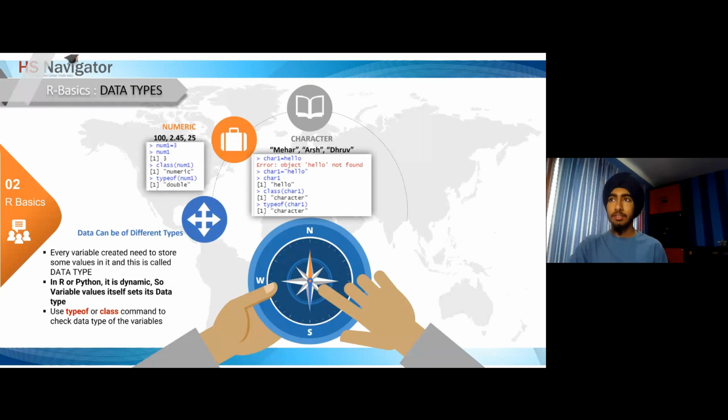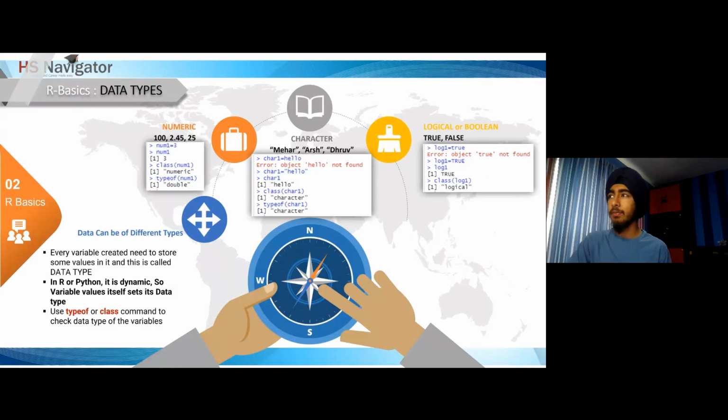You also have characters. Characters are basically text. Anything that has to do with text is a character data type. And then you have logical or Boolean, which is basically just true or false. As you can see here, when we try saying character 1 is equal to hello, it says hello cannot be found. It gave an error.